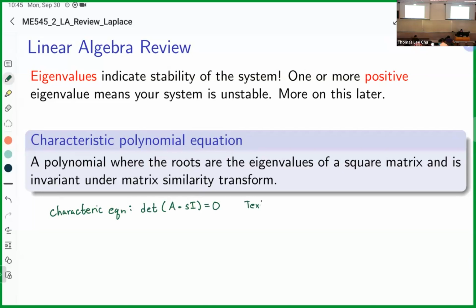The textbook uses S instead of lambda. So if you see S, just think of it as lambda in this case for now. And when they say it's invariant under matrix similarity transform, it means the eigenvalues of your matrix will not change when it undergoes a similarity transform.